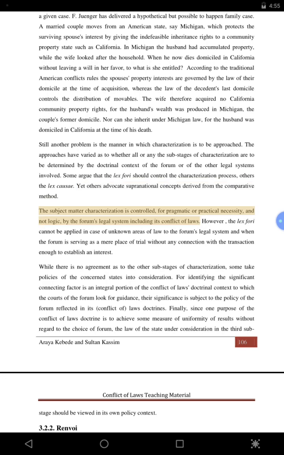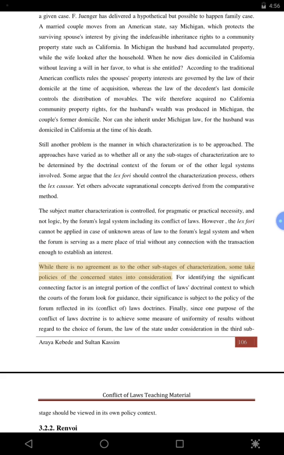The subject matter characterization is controlled, for pragmatic or practical necessity, and not logic, by the forum's legal system including its conflict of laws. However, the lex fori cannot be applied in case of areas of law unknown to the forum's legal system and when the forum is serving as a mere place of trial without any connection with the transaction enough to establish an interest.